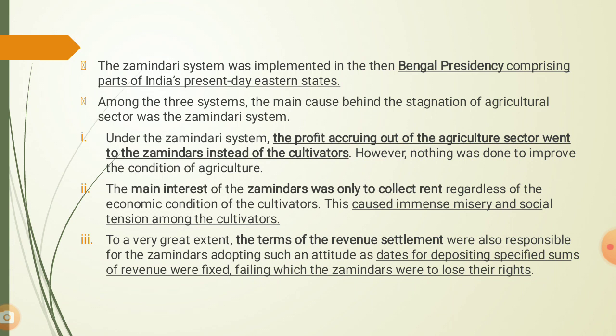And this caused immense misery and social tensions among the cultivators, because many times the cultivators were not in a position to pay the rent. You know that the agriculture sector is an uncertain activity, right? It is quite uncertain because our irrigation system was not very developed, and because there was no other source of irrigation, we were dependent on rainfall only, right? So that is why it is said that agriculture is quite uncertain, and because of that uncertainty, there were social tensions and misery among the cultivators.